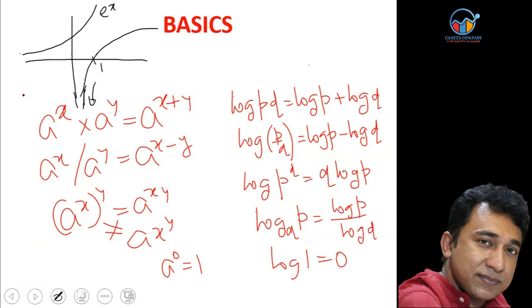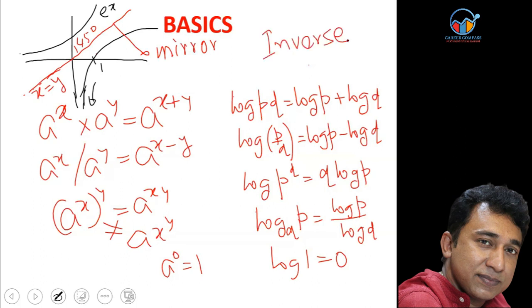The pattern is very interesting. If you draw a line which has an inclination of 45 degree, that line is basically x equal to y. So that line works as a mirror. So either of these graphs is a reflection of another graph. These kinds of functions are called inverse functions. Just for your academic knowledge, I'm sharing this, right?